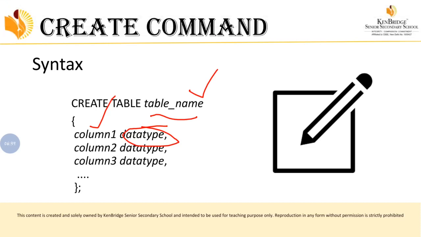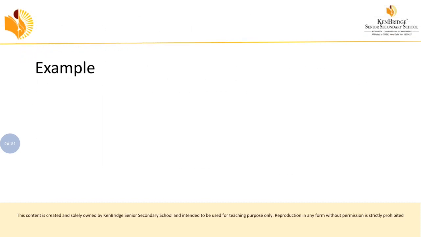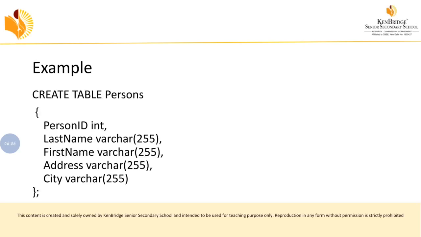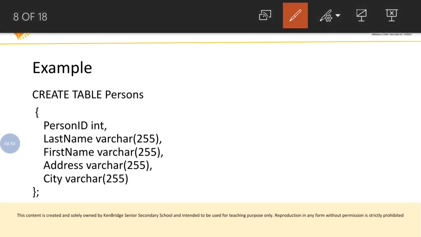So let's see an example for this create. In this example, we are going to create a table called person. What is the table name? Person. So what columns are there? How many columns are there? That is 1, 2, 3, 4 and 5. So 5 columns are there. They are person ID, last name, first name, address and city. So these are the attributes we are going to create in a table.